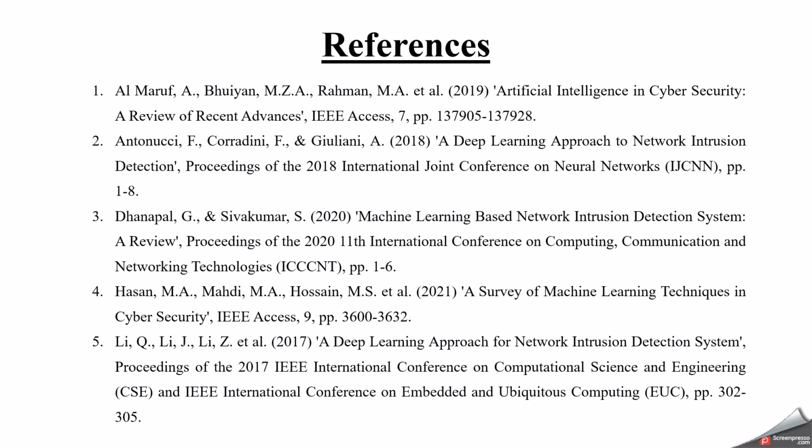So these are some of the papers from where I took the points on how artificial intelligence can be used in AI security. If you want any further information on the topic, you can go through the references.